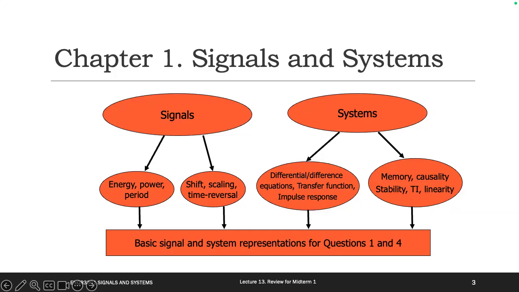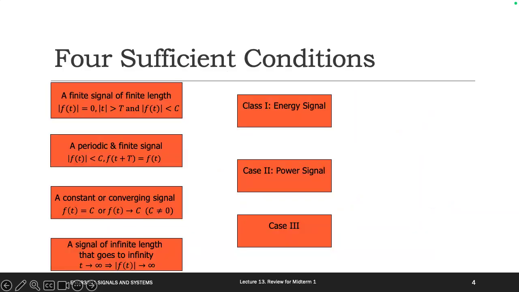Okay, let's continue. Can you see it clearly? Yeah, you can see the screen clearly. This is what we talked about for sufficient conditions, when we discuss which type the signals belong to. The first one, class one, is energy signals. What's the condition for the energy signal? Do you remember? What kind of signal do we call an energy signal?